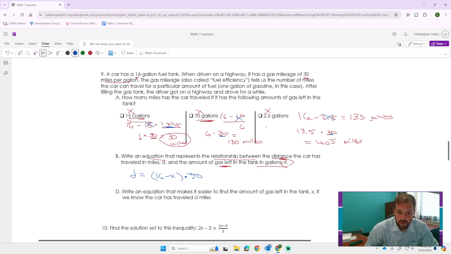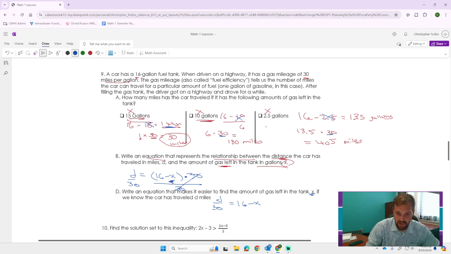Then it says write an equation that makes it easier to find the amount of gas left in the tank, x, if we know how far we've traveled. So remember what that means. It's just a fancy way of saying get x by itself, please. So working ourselves outside in, we multiplied by 30. Let's divide both sides by 30. I get d over 30 equals 16 minus x.